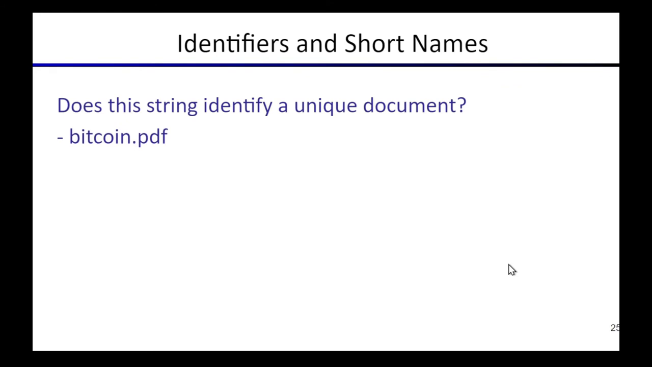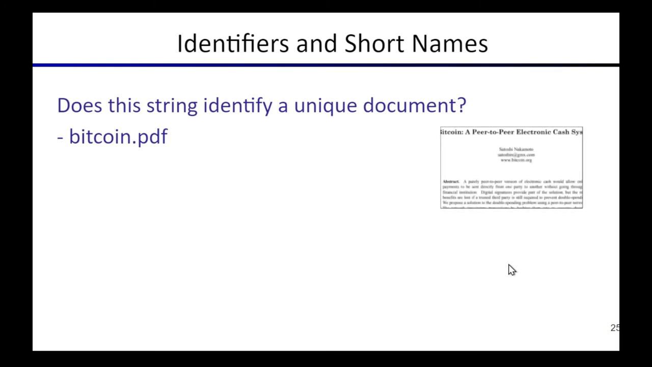Let's go through one more example before I summarize the takeaway messages from this. So does this string bitcoin.pdf identify a unique document? Well, you probably have in mind with bitcoin.pdf that I'm thinking of the Satoshi white paper. This was the Bitcoin founding document from 2009. It's a PDF file. It was published on a mailing list. This is the most famous bitcoin.pdf, so this is probably the one that I mean.